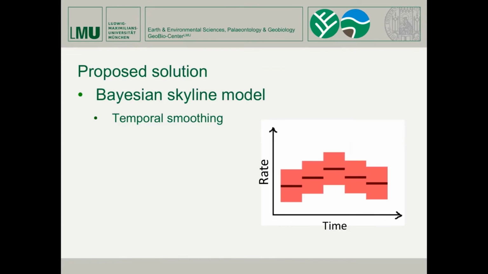It is a piecewise constant model of rates through time. And we use a trick called temporal smoothing. This is a framework in which we favor smaller changes over larger changes, a sort of Occam's razor principle, where we prefer a constant rate model over others. So the question is, can we solve the problem using appropriate priors? And how do we test this?